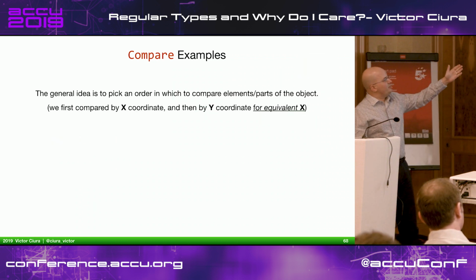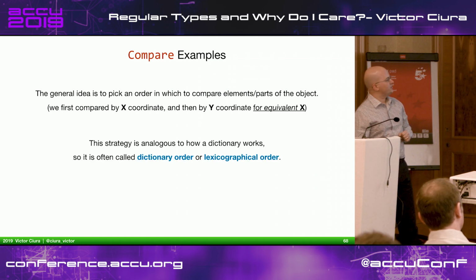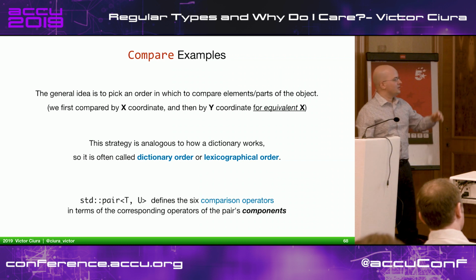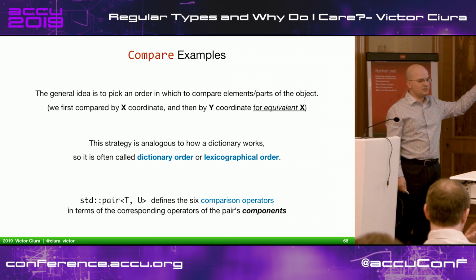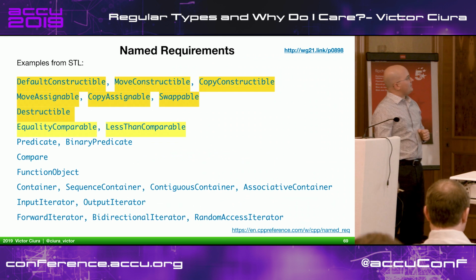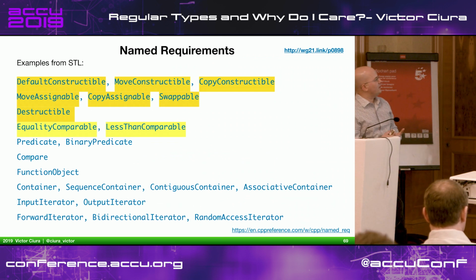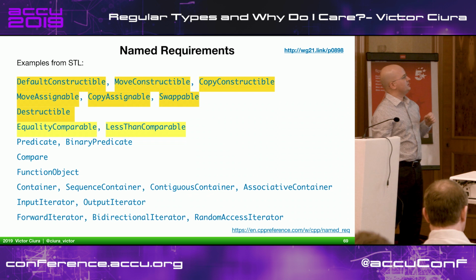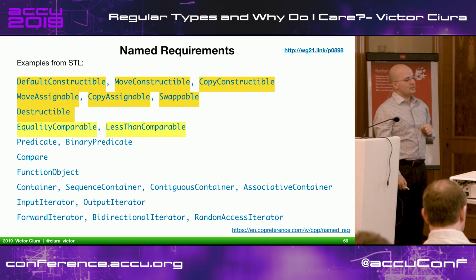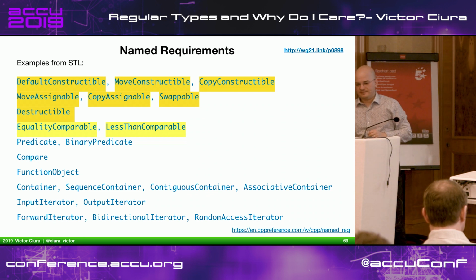So the general idea is to pick an order in which to compare elements by parts, like we've seen. This is called dictionary order or lexicographical order. This is what pair does in its six comparison operators. This is what tuple does, and so on. Okay. Now, getting back to named requirements, I've highlighted a few of interest for us today, like constructible, equality comparable, less than comparable. This is something we need to focus on.